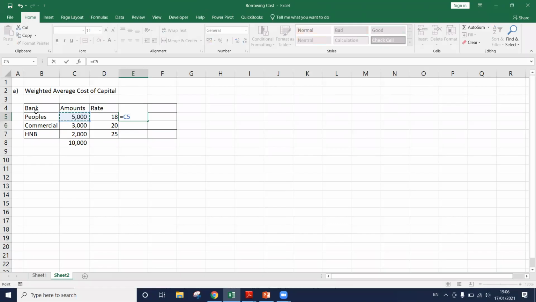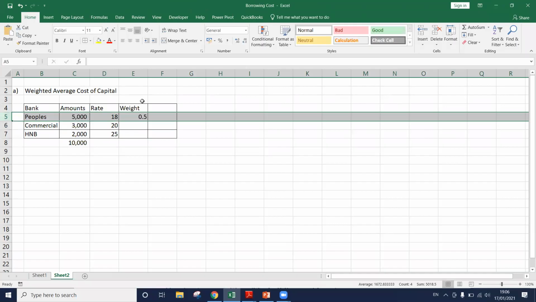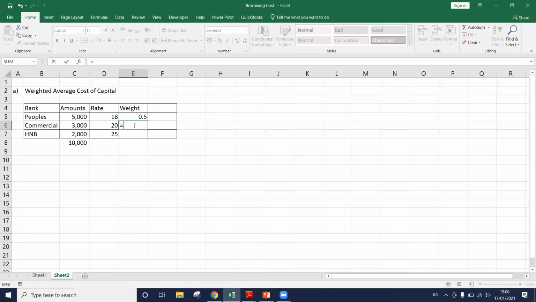Million 10න් million 5ක් People's Bank. People's Bank එකෙන් ගත්ත මේ loan එකට අදාළව the weight we can assign is 0.5. Right? Like that way, what is the weight we can assign here? Out of the 10 million, 3 million is from commercial bank. Therefore, the respective weight we can assign with respect to the loan obtained by the commercial bank is 0.3. And finally, out of the 10 million, 2 million is from HNB. Therefore, the weight we can assign is 0.2.